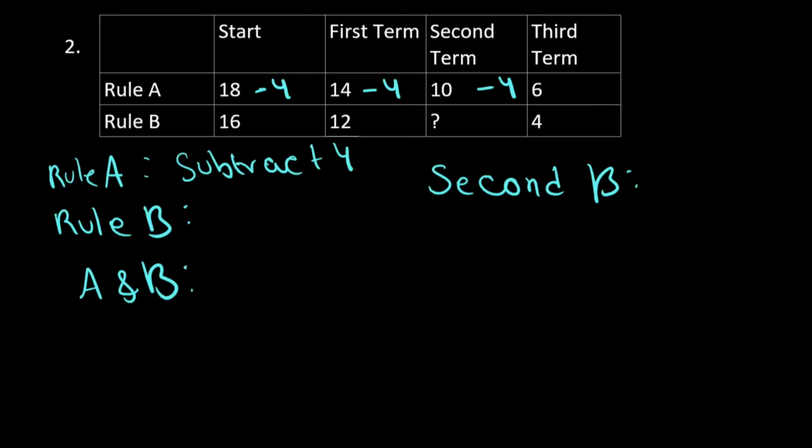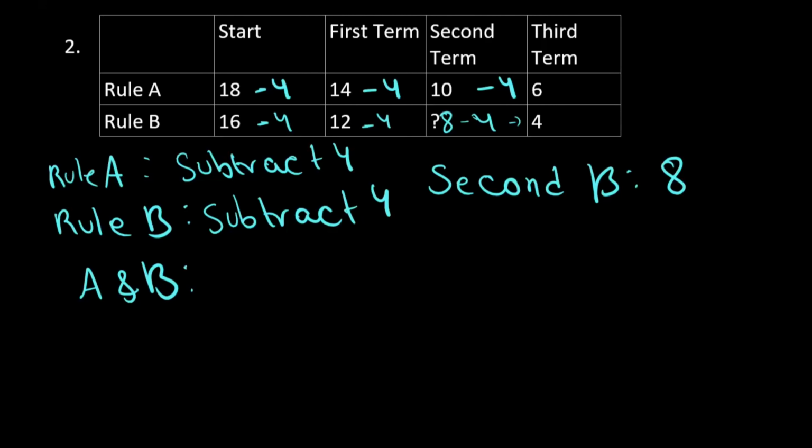Now let's find the rule for B. 16 minus 4 is 12. 12 minus, I don't know. So we can't find it for this. So how about this? We just do 12 minus 4, which would be 8. Now 8 minus 4, is that equal to 4? Yes, that is. So first, we found two things at the same time. The rule for B would be subtract 4. And then for second B, it's 8.